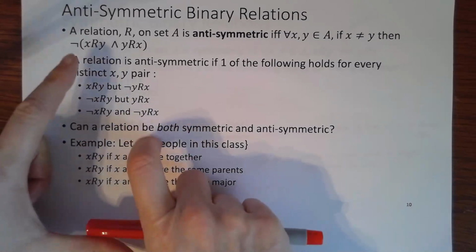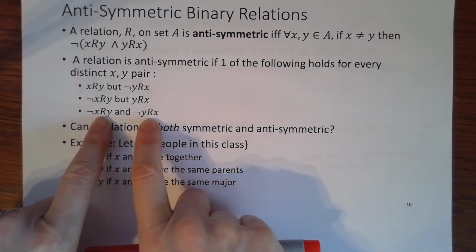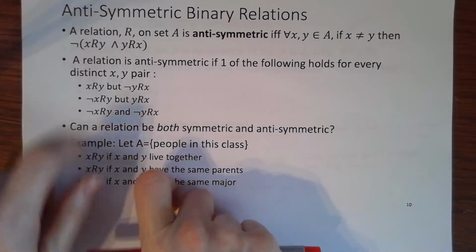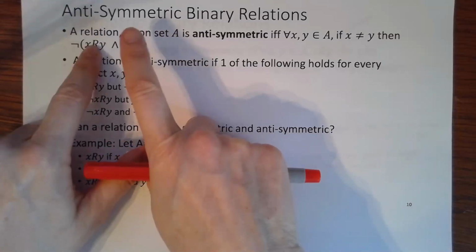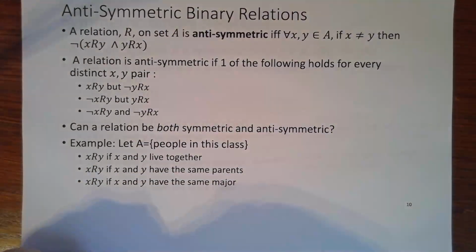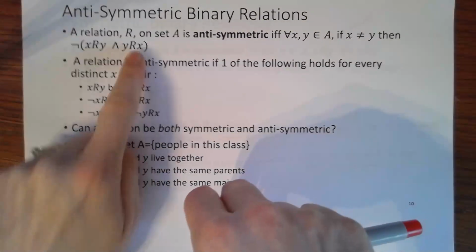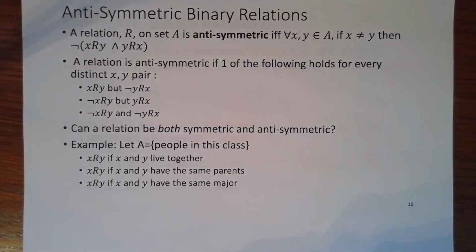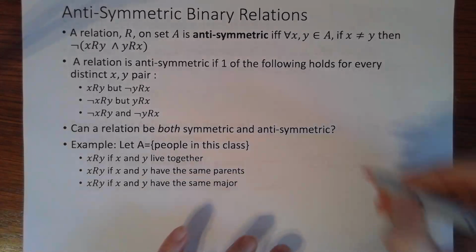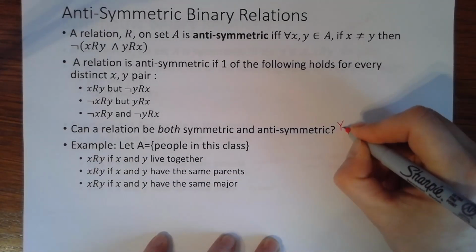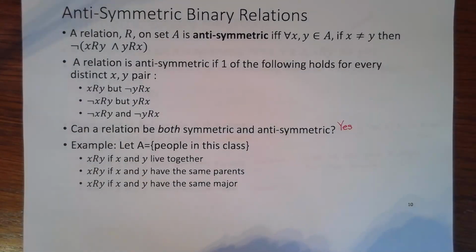The third way to make this true is for both of these things to be false. If these are both false, then not (false and false) would be true. Okay. So we could have either one false, or 2 falses in there to get that statement to be true. All right. So this is where it gets a little bit tricky. So can a relation be both symmetric and anti-symmetric? The answer to that question is yes, they can be.